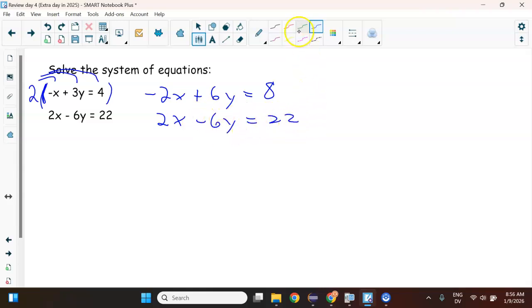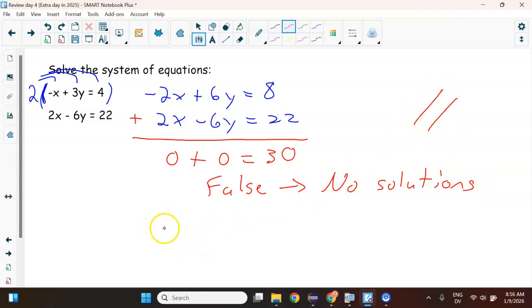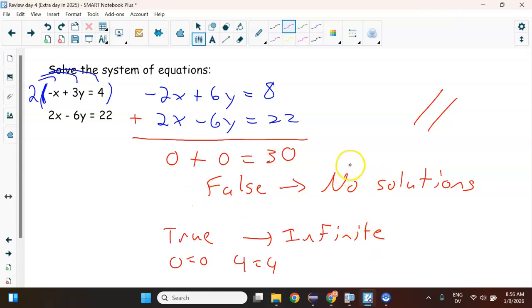Okay, and this is actually a special case where when you add them together, both the x's and y's disappear. Normally only one will disappear, but here they both do. So you get 0 and 0 equaling 30. Okay, and the key to this is that's a false statement. So since it's false, this system has no solutions. If you were to graph it, it would actually be parallel lines because they wouldn't cross. And the other case is if you get a true statement, like 0 equals 0 or 4 equals 4, that means it's infinite.